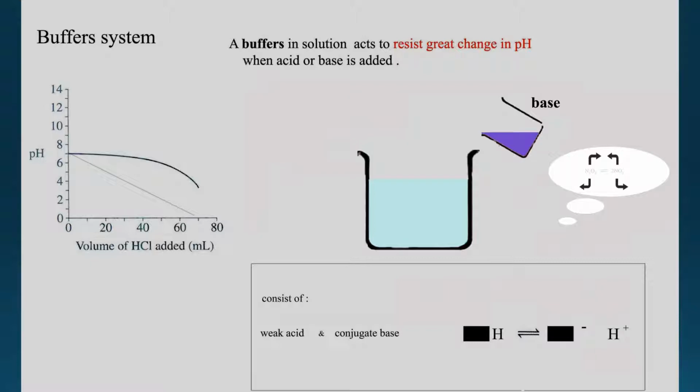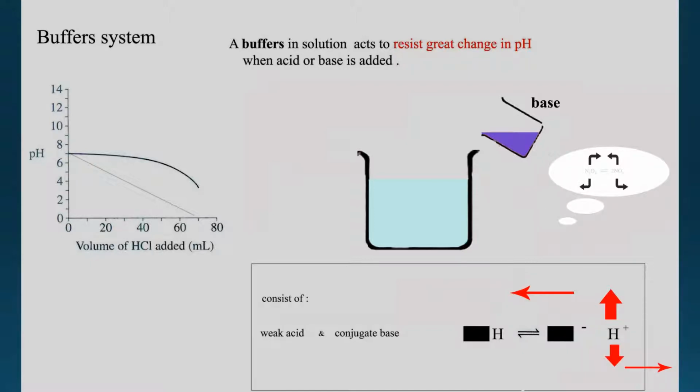What if you put the base in? When you reduce the H plus ion, according to the Le Chatelier principle, the equilibrium will shift that way. It means more acid molecules will ionize and become H plus ion to compensate. So you put more base in, the pH will not rise up. It will stay the same.